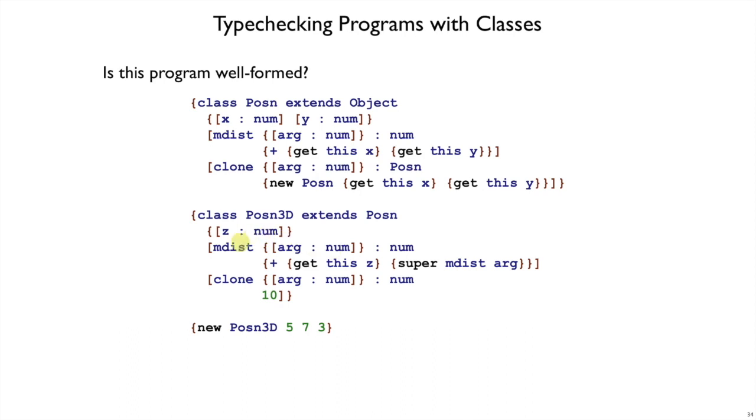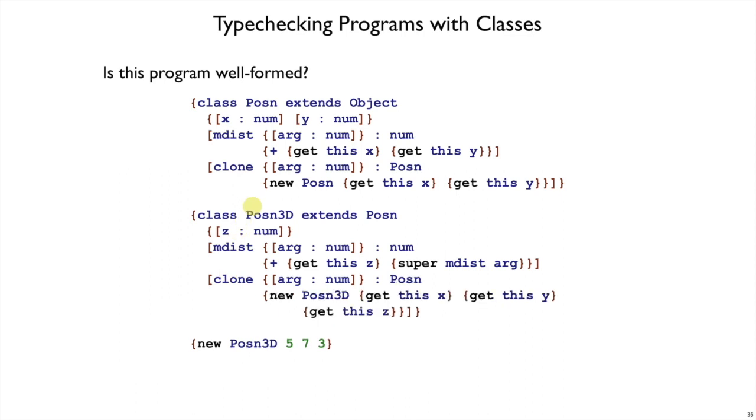Okay, so I've changed mdist back so it preserves the type. Now I've got clone. Clone does not preserve the type, so this is a problem again, right? We have to check all of the methods and make sure that they all are consistent with the methods in the extended class.